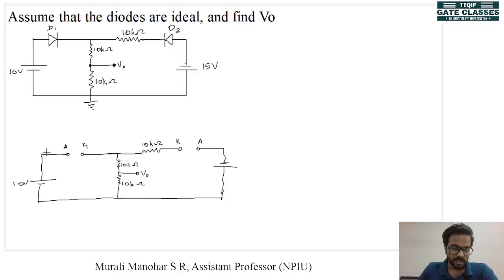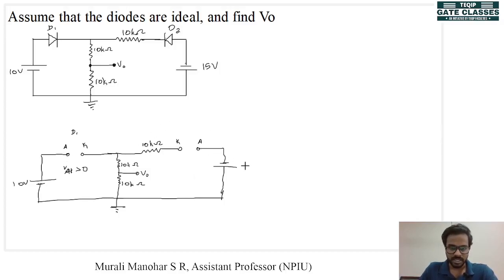Now, when we look at the anode and cathode of D1, you can see that the anode is connected to plus 10 volt. This point is connected to ground potential. So anode is connected to plus 10 volt and cathode is connected to ground voltage. What does that mean? This VAK is greater than 0, right?